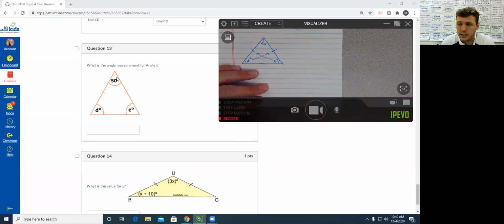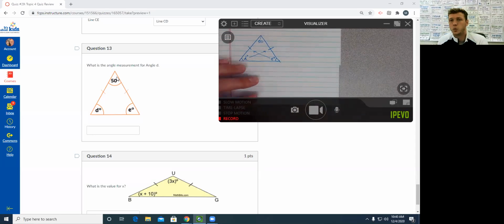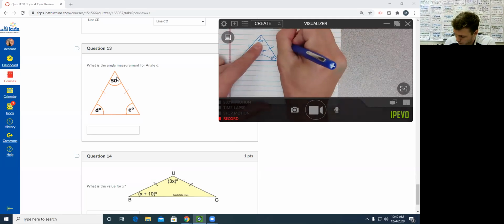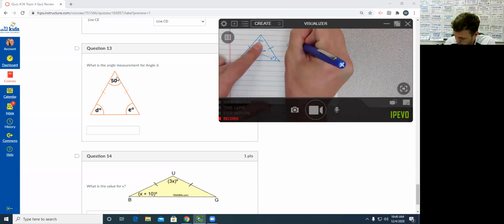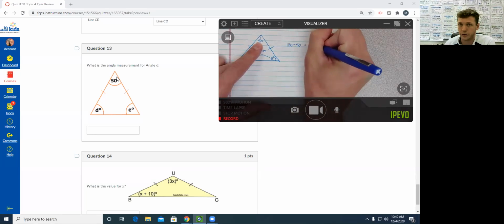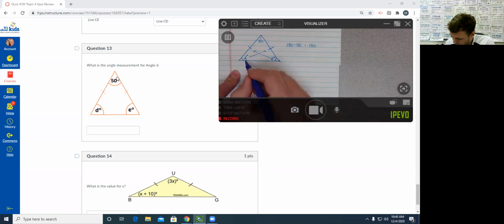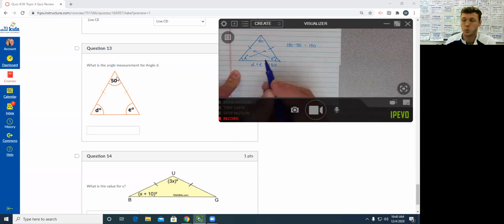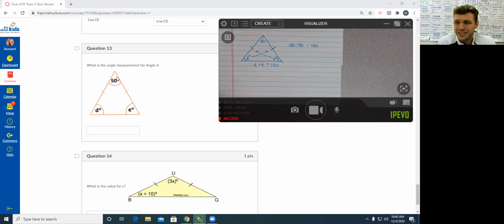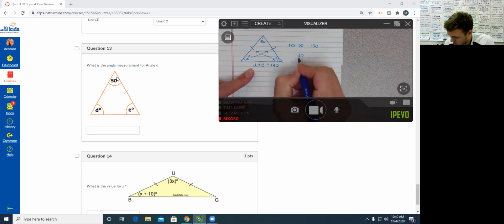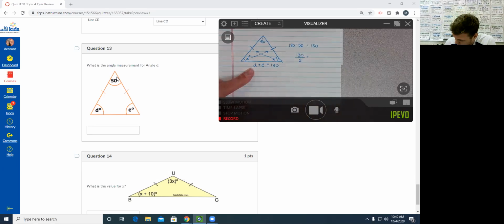Now, how do I figure out angle D, okay? First off, we have to know that all three angles of a triangle add up to 180 degrees. So we know that this one is 50. So what I'm going to start off doing is I'm going to subtract 50 from 180, and I get 130. So what that means is angle D plus E has to equal 130 degrees. Well, because D and E are the same, in order to figure out what D and E are, all we have to do is divide it by 2.